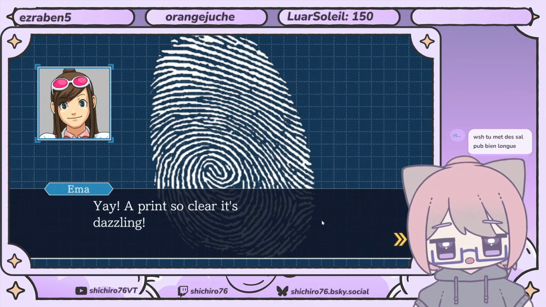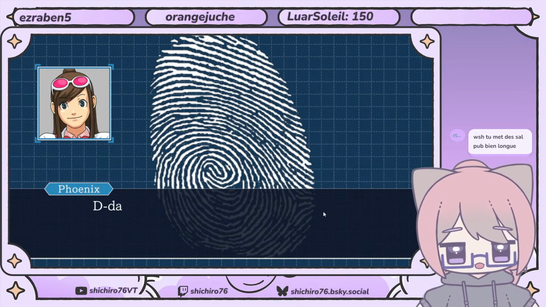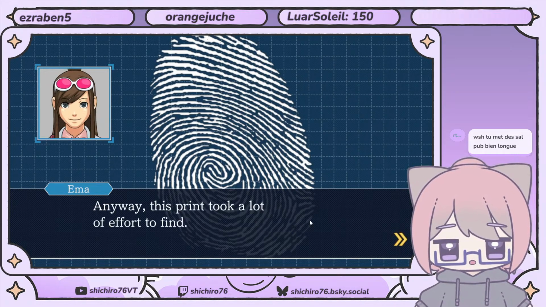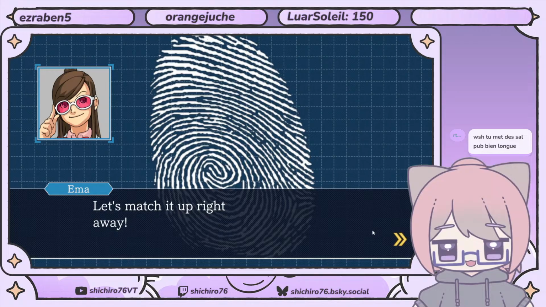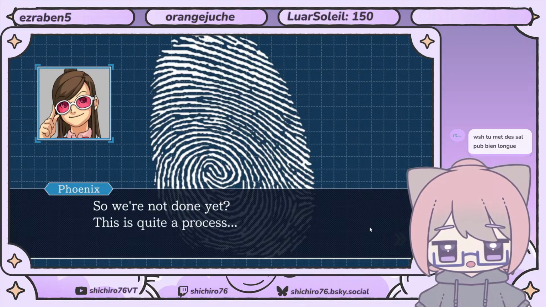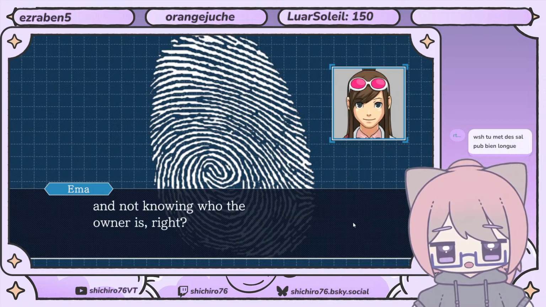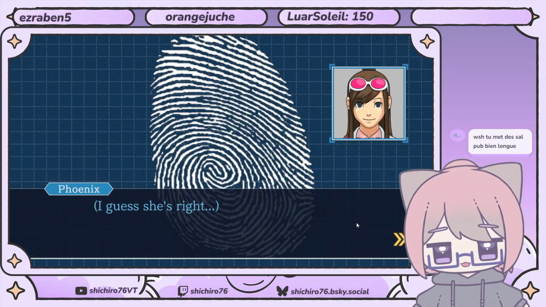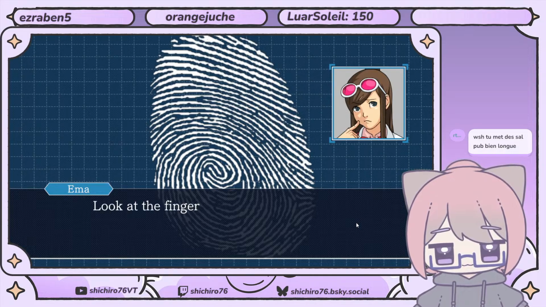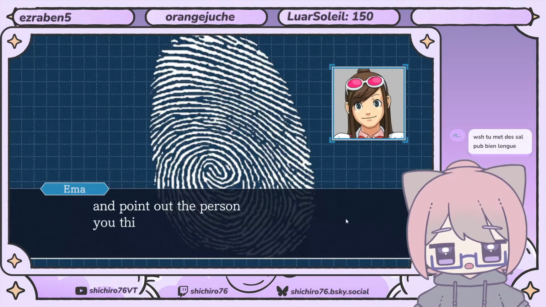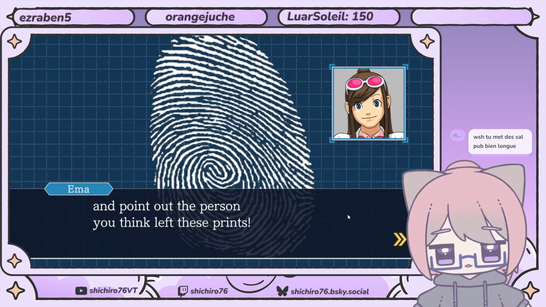Yay! A print so clear, it's dazzling. Dazzling? Anyway, this print took a lot of effort to find. Let's match it up right away. So we're not done yet? This is quite a process. Well, there's no point in finding a fingerprint and not knowing who the owner is, right? Yes, she's right. Look at the fingerprint data we got from Mr. Edgeworth. Point out the person you think left these prints.